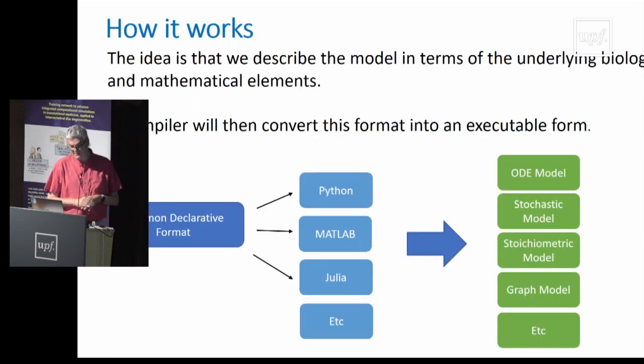Now, as I said, SBML basically describes the biological form, biological constructs, and that turned out to be useful because now we can convert that into some target language like Python, MATLAB, Julia, or whatever. But not only that, we can target different mathematical endpoints. So we could generate an ODE model from it. We can generate a stochastic model, a stoichiometric model, a graph model, and things that have yet to be invented. So this is one of the significant advantages of doing it this way.